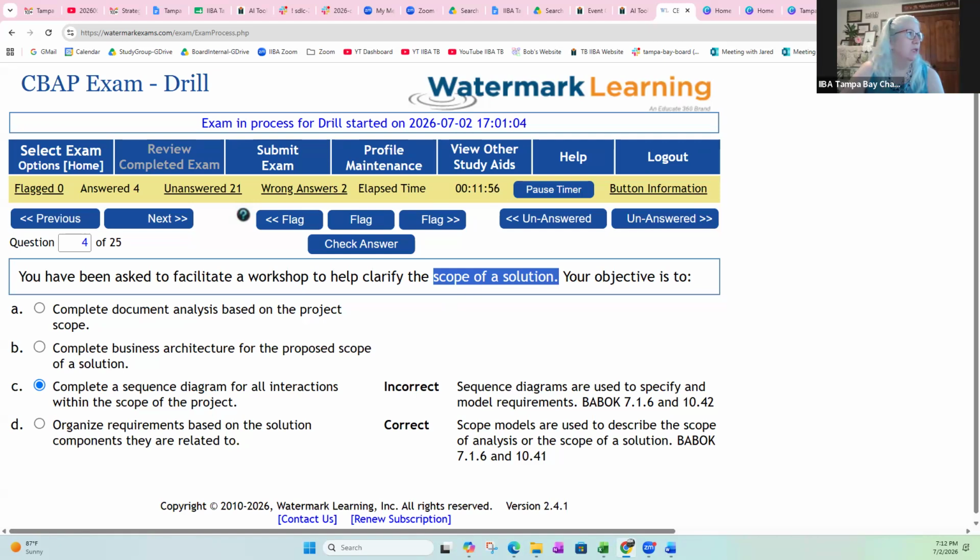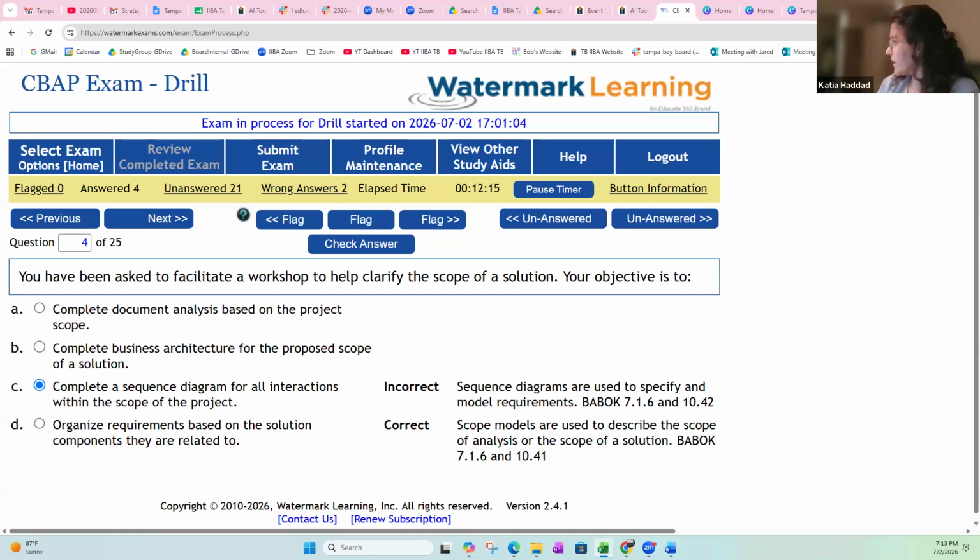So we are in specify and model requirements. Yeah. And this is the techniques section. Can somebody check in your BABOK and tell me what technique 41 is? I'm checking. I think it's probably scope modeling, but it's been a long time since I wrote that chapter. Yeah, scope modeling.